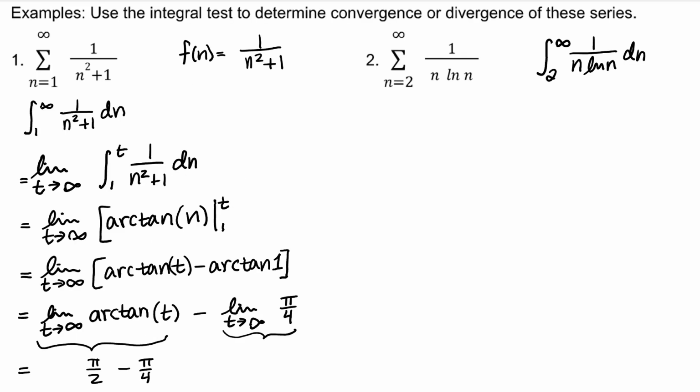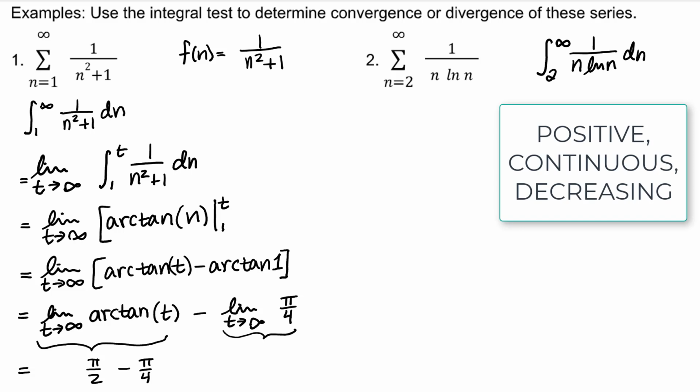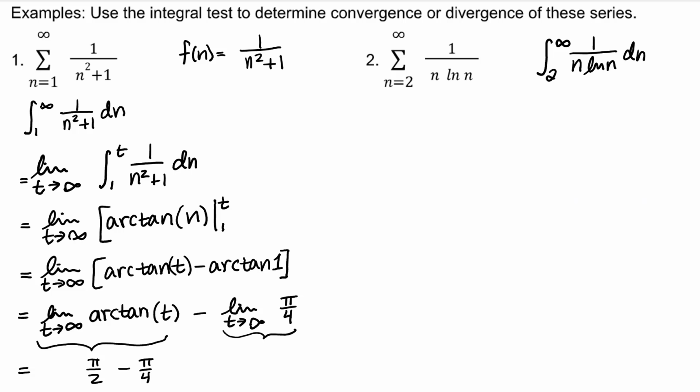The function 1 over n ln n is positive for all values greater than 1, and see we're starting at 2. It is a decreasing function. Each term is going to be less than the term before it, and there's no way for us to get a negative value, so it is positive. This graph does have a vertical asymptote at n equals 1, but again, that's not within our limits of integration, so the corresponding function is positive, decreasing, and continuous, so we can use the integral test.